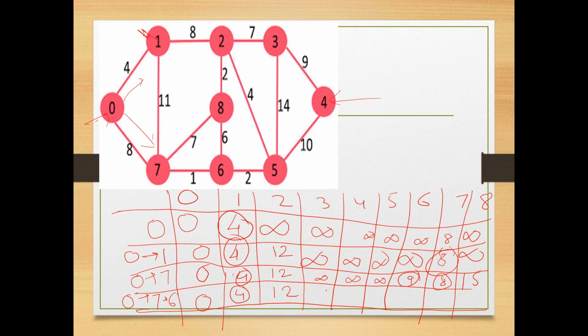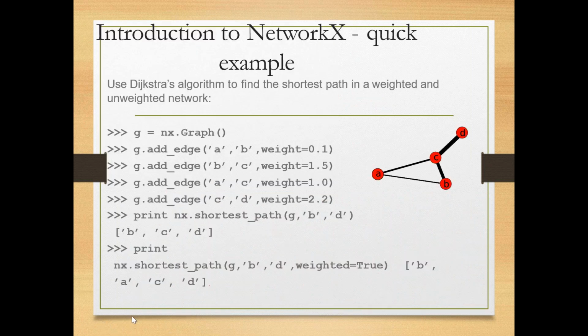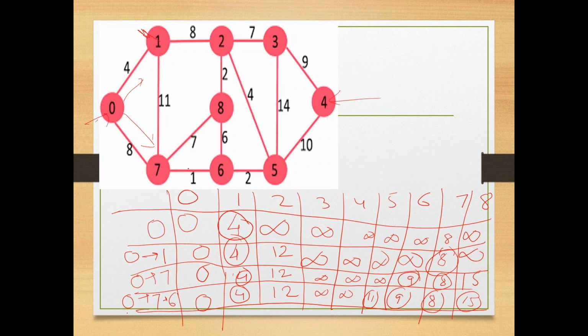4, 12, infinity, infinity, 11, 9, 8, 15. Now we are selecting the 11th one, so we will be going 0. I will be writing here 0, 7, 6, 5. Write the value for 0, 7, 6, 5. We have selected the fifth node. So you will be having the path like 0, 7, 6.